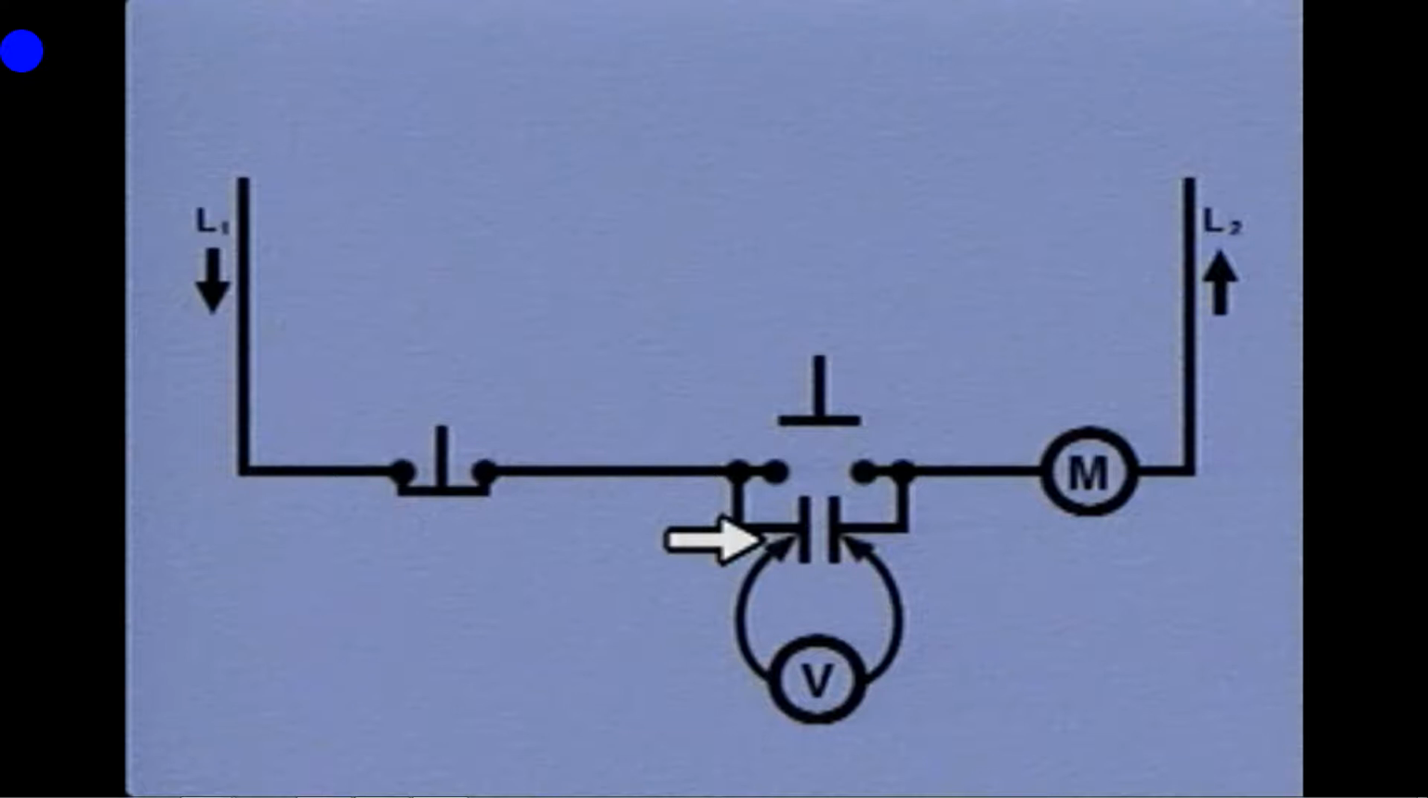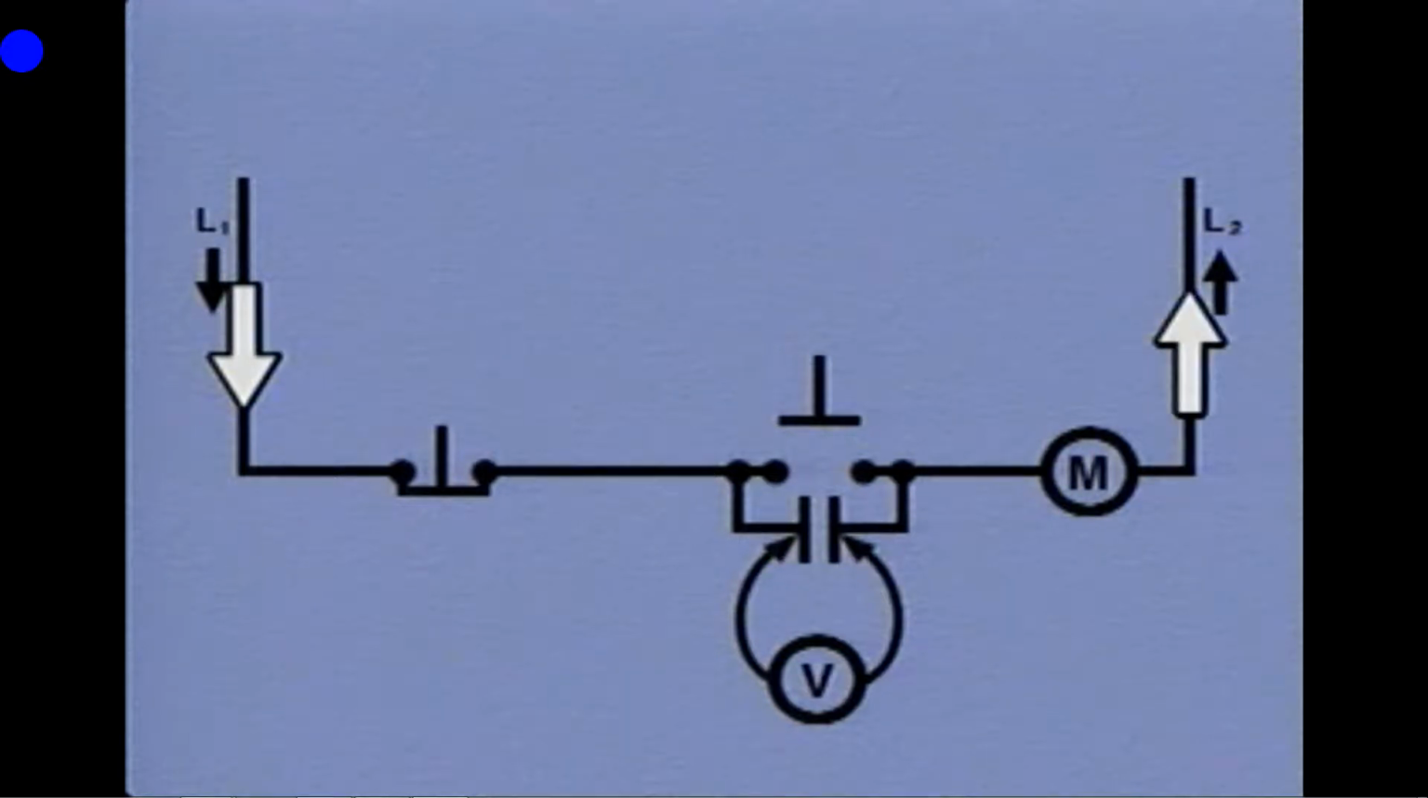One test probe is placed at the electrical connection point on one side of the maintaining contacts, and the other probe is placed at the electrical connection point on the other side. The maintaining contacts are normally open, so current flows from line lead L1 through the circuit and the voltage tester to line lead L2.